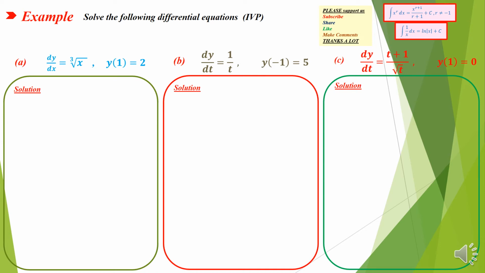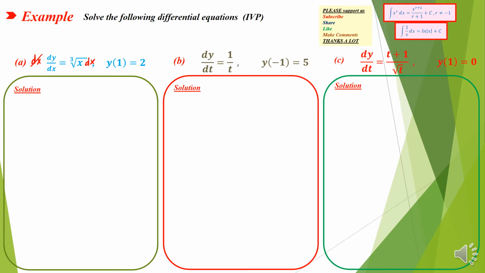Hi everyone, in this video we'll solve some differential equations, initial value problems, IVP, and you have to find the general solution and particular solution for the given differential equation. In part A we have dy by dt equals the cube root of x, where y of 1 equals 2. First you have to multiply the differential equation by dx, both sides.